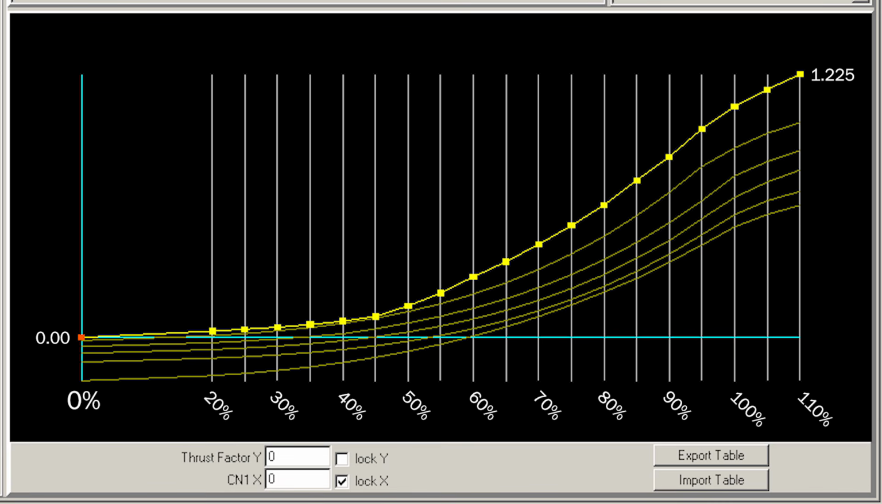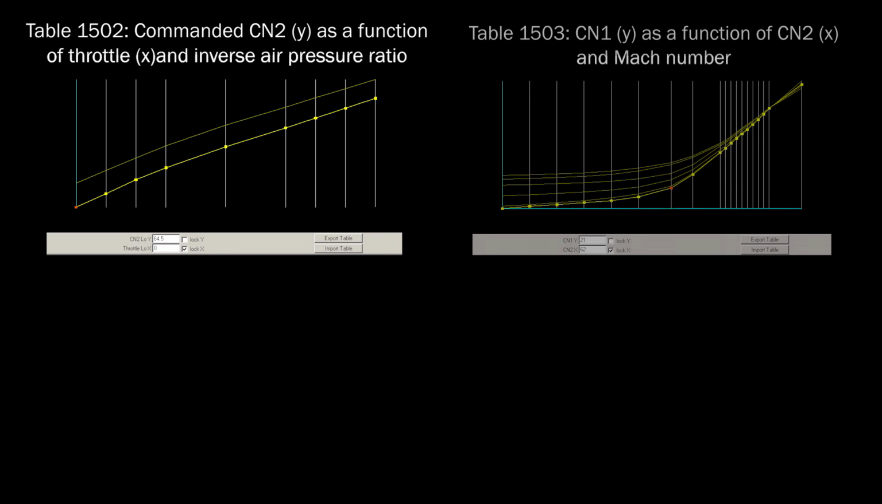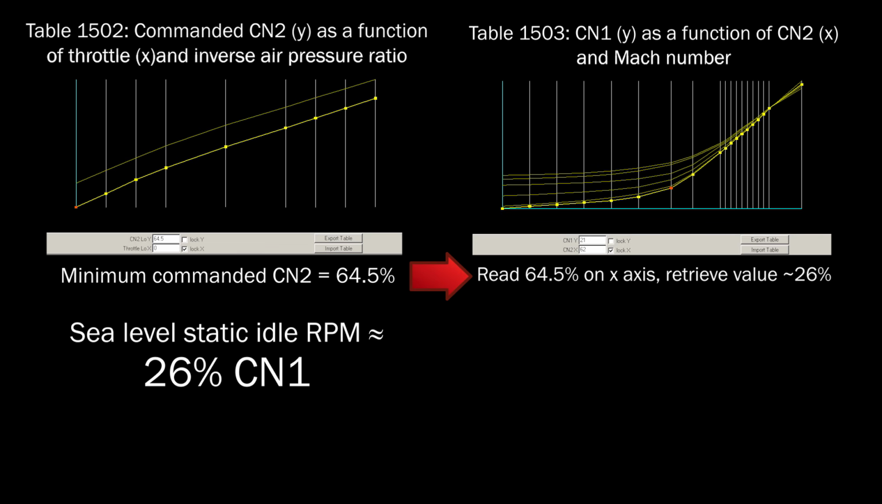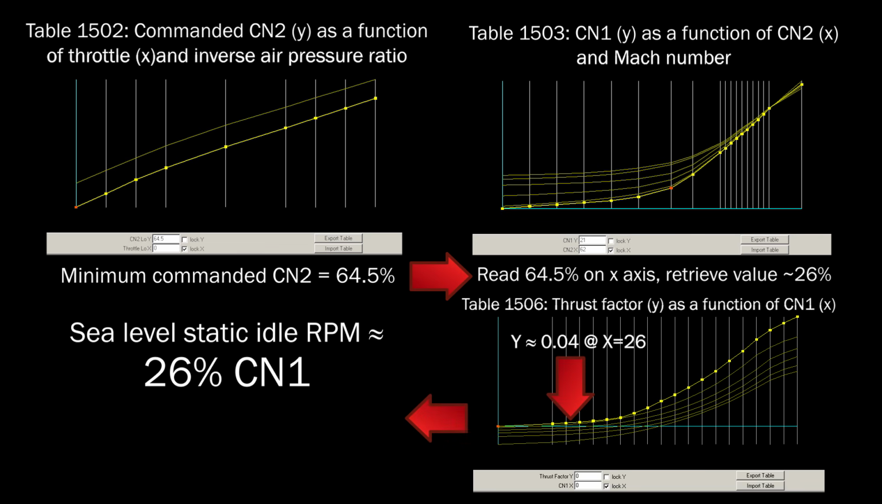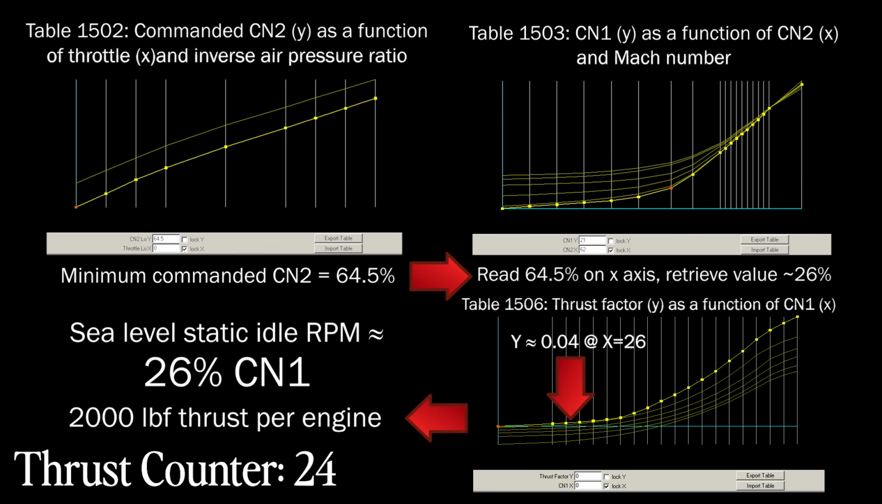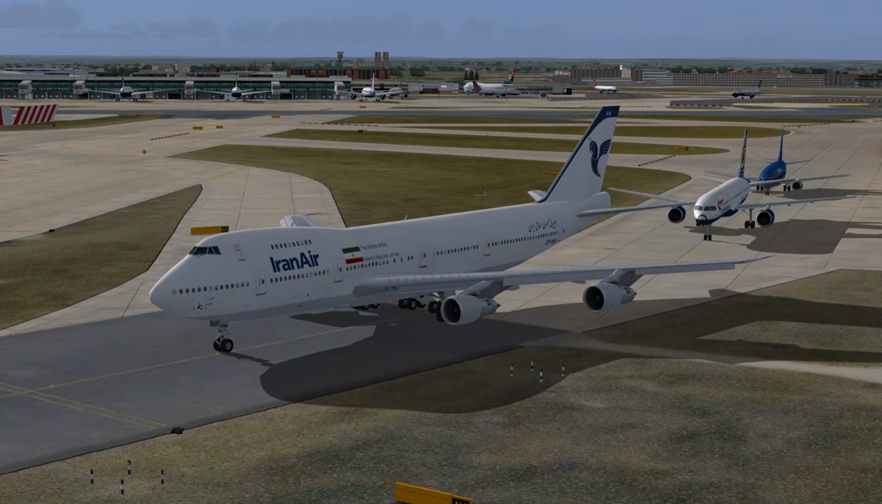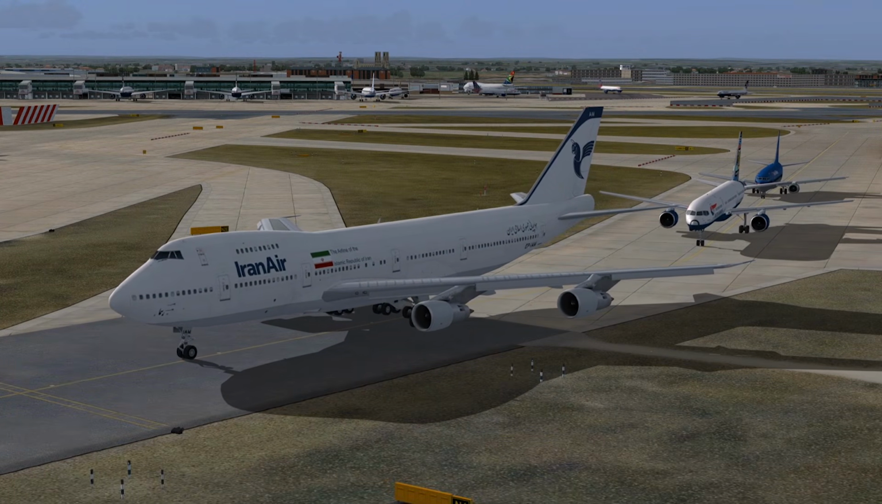Using jet engine data tables 1502 and 1503 in the aerodynamics file of the 747, we can calculate that idle thrust on a standard day at sea-level static conditions corresponds to approximately 26% N1, which will produce about 2,000 pound-force of thrust per engine, 8,000 pound-force in total if all 4 engines are running at idle. That's enough thrust to lift my car vertically into the atmosphere. But is it enough to move a fully loaded 747?